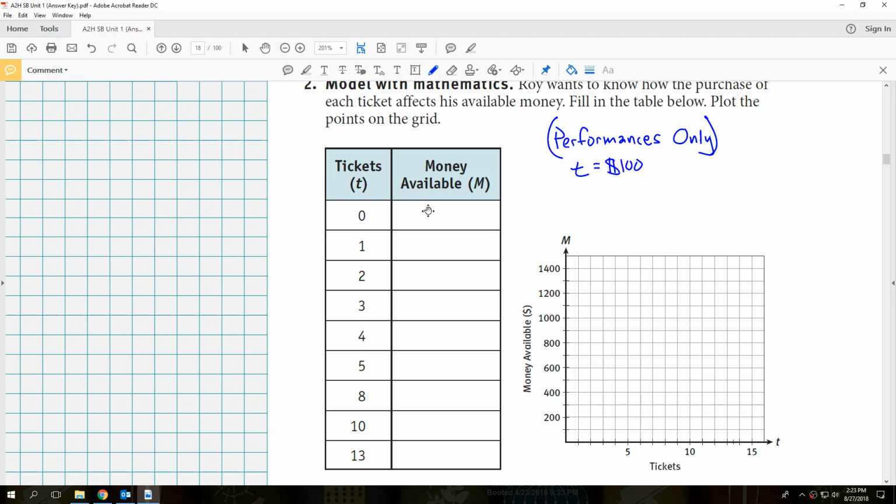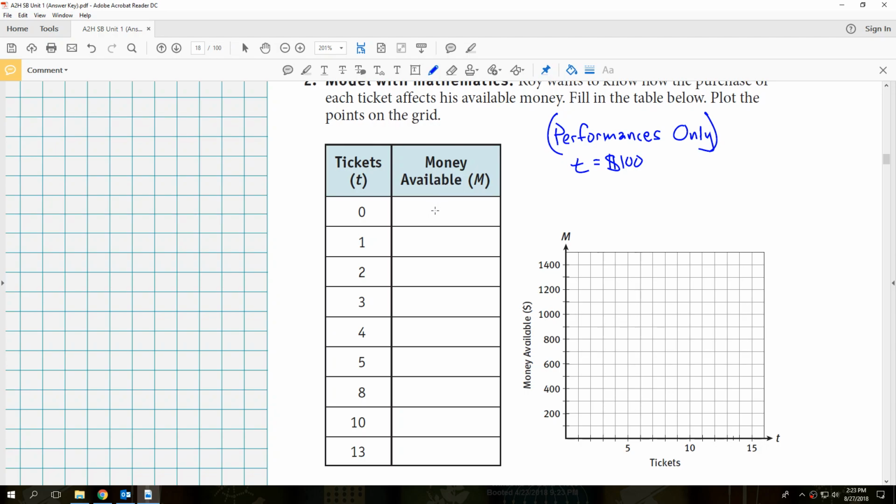All right, so let's go ahead and use that information. So he's got $1,360. If he buys no tickets for any performances, then he still has $1,360. If he buys one ticket, well, that's $1,360 minus $100 because he bought one ticket, so that would be $1,260. If he buys two tickets, well, that's just another $100.